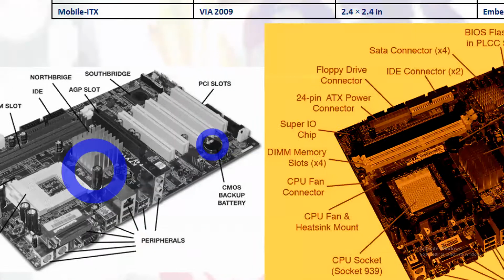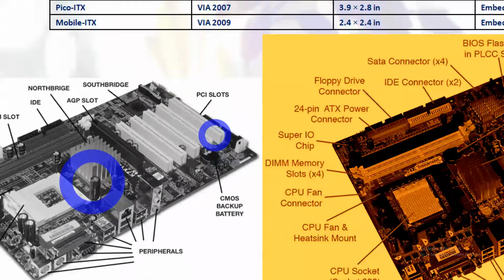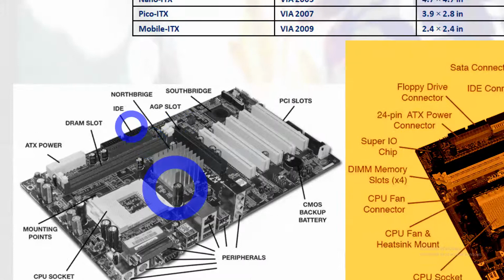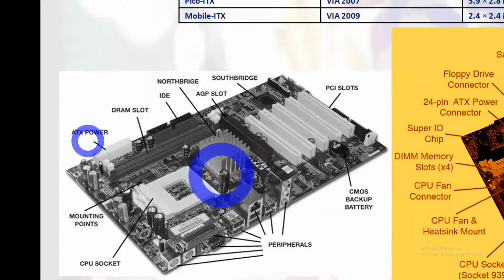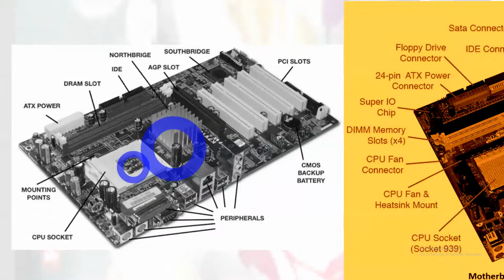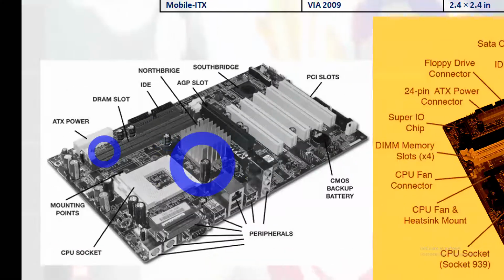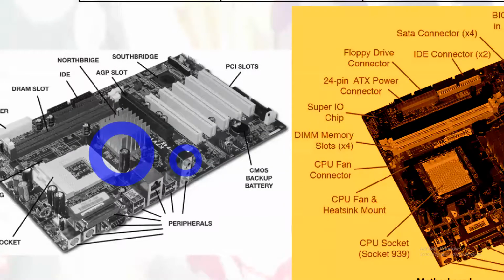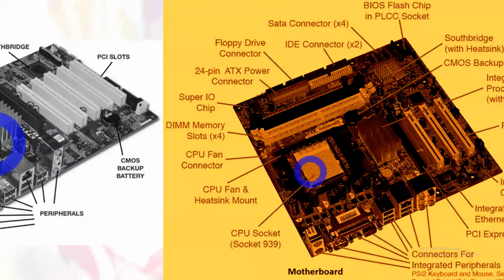So this is the CMOS backup battery, PCI slots, south bridge, AGP slot, north bridge, IDE, DRAM slots, ATX power. These are all what? Motherboard. Here the processor is there. Okay, RAM slots are there. We can place the RAM, random access memories. See, this is the motherboard.